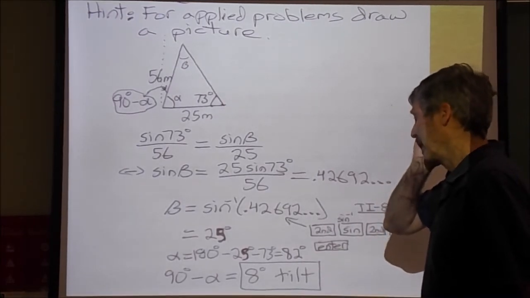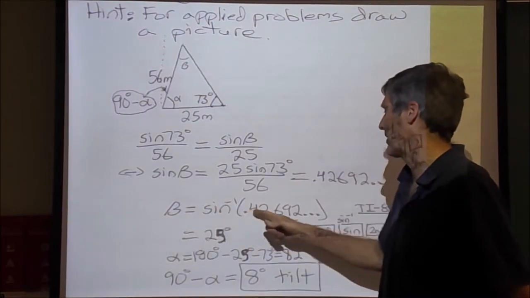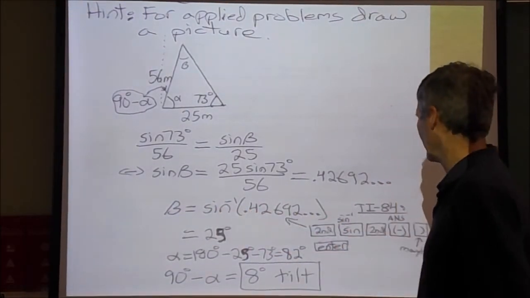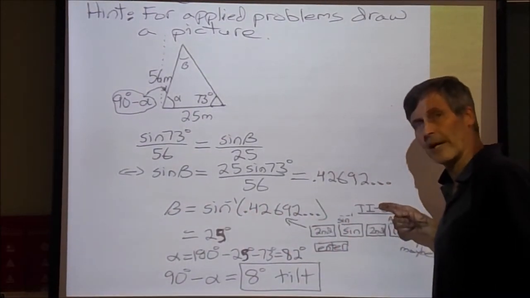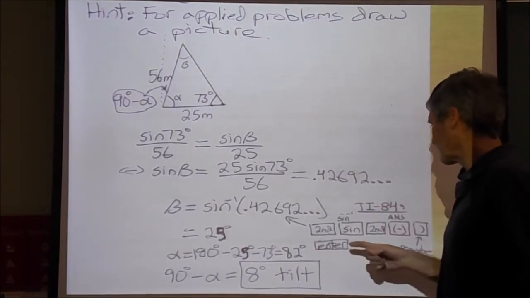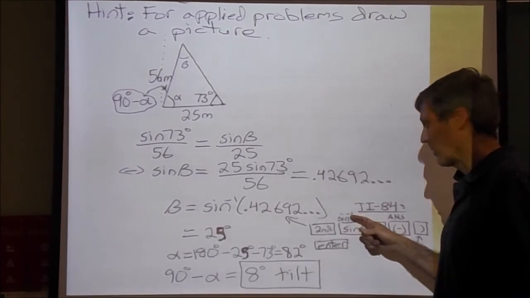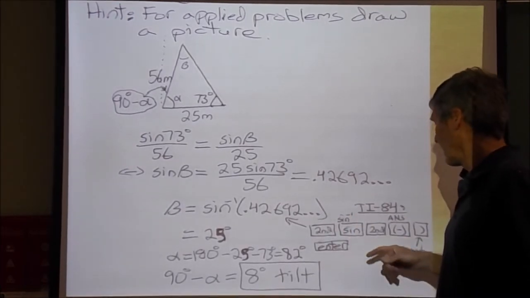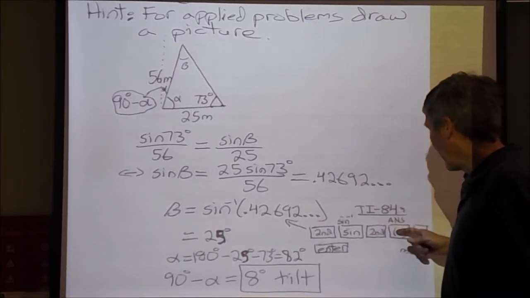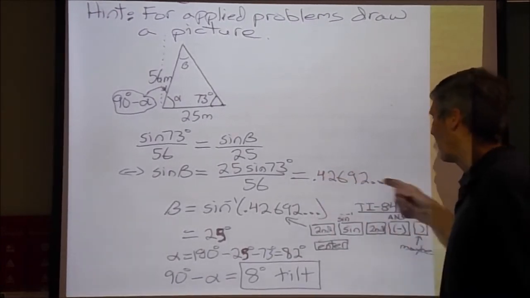What's beta? We remember our inverse trig, right? Beta must be the inverse sine of 0.42692, etc. Here's what you do on your TI-84 or TI-83. They're virtually equivalent. You take second sine to invoke the arc sine. Then you push second minus, which has ANS above it, to put in the last answer, and it will carry all the decimal places.